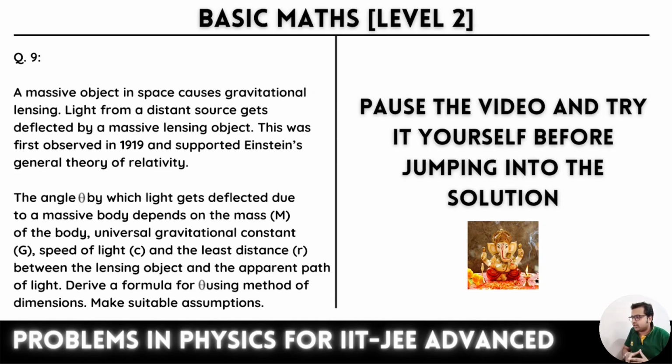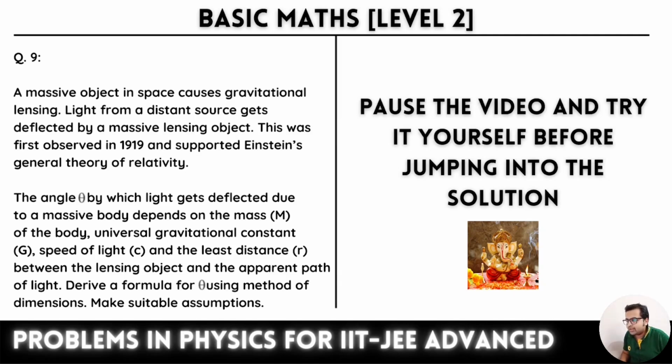A massive object in space causes gravitational lensing. So gravitational lensing is a new concept for us. So let us see what it is. Light from a distant source gets deflected by a massive lensing object. This was first observed in 1919 and supported Einstein's general theory of relativity.